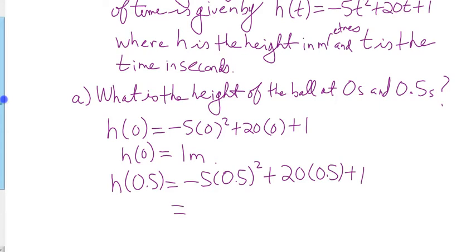This works out to negative 1.25 plus 10 plus 1. That's 10 plus 1 is 11, from which we're subtracting 1.25. 9.75. I was close. I got 19.75 at first.